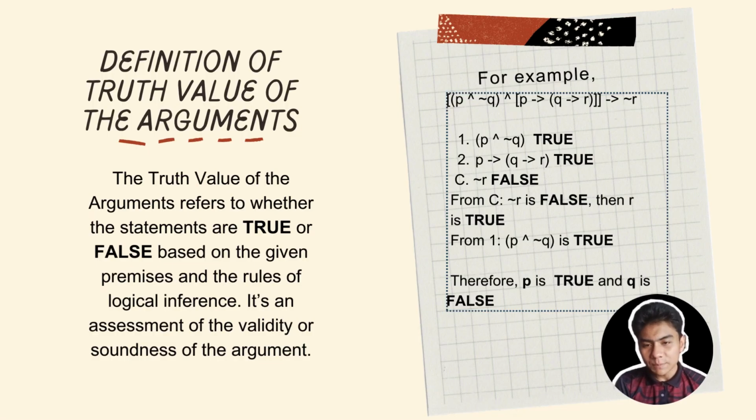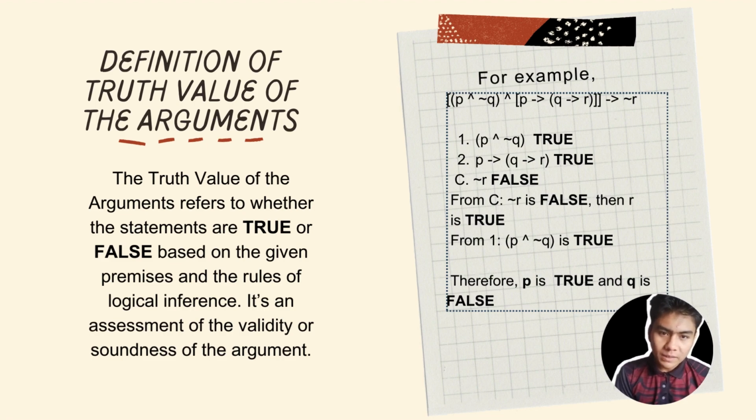Now I will be explaining the truth value of the arguments. First of all, the definition of truth value of the arguments. The truth value of the arguments refers to whether the statements are true or false based on the given premises and the rules of logical inference. It's an assessment of the validity or soundness of the argument.